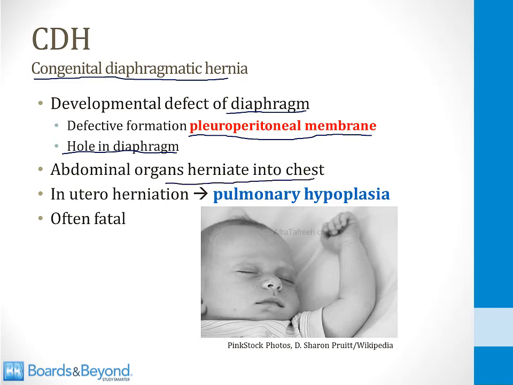Organs are not herniating through the esophageal hiatus. In this case, they are herniating through a hole in the diaphragm. The herniation usually occurs in utero. As a result, the lungs do not form properly because abdominal contents are present in the thorax. This is often a fatal condition when babies are born with this type of hernia. And that concludes our module on hernias.